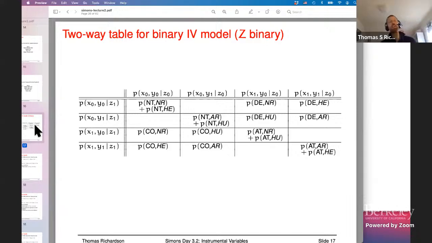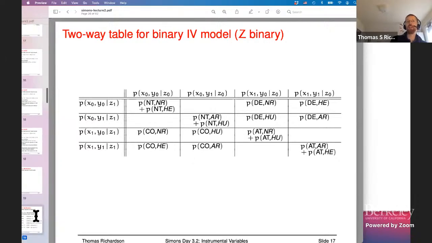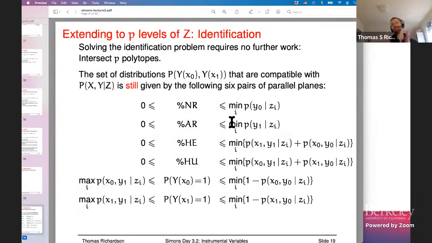Yes, you certainly could do that. And that's how Pearl did it originally. He did it exactly in the way that was done here. If you look in his book, that's how he went ahead and did it. But there is a downside to that, which is that as the number of levels of Z increases, the number of types that you'll have for the X is growing quickly. And so the advantage of presenting it in the way that I've done is that essentially it divides up the analysis.